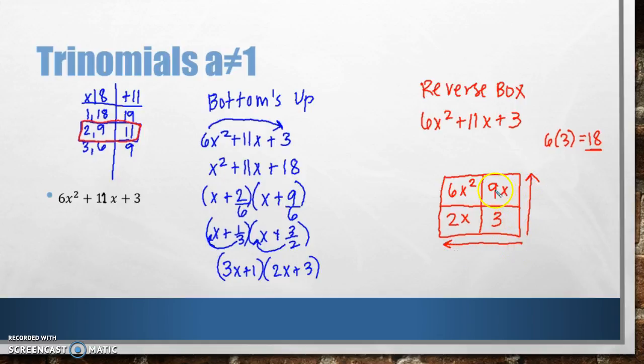Find the GCF. So the GCF with 9x and 3 is 3. 6x squared and 2x is 2x. 6x squared and 9x is 3x. And then 2x and 3 don't have anything in common, so that's just a 1. And now these are my factors, so I have 2x plus 3 and a 3x plus 1.